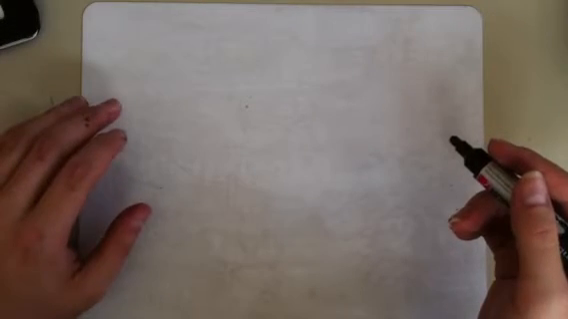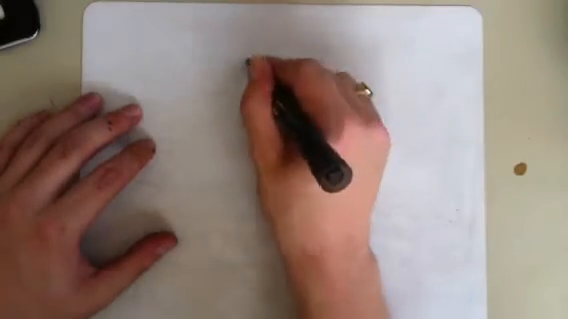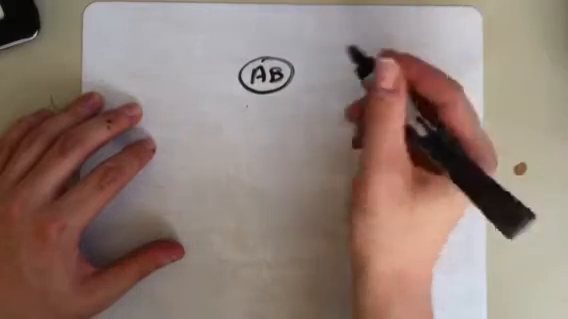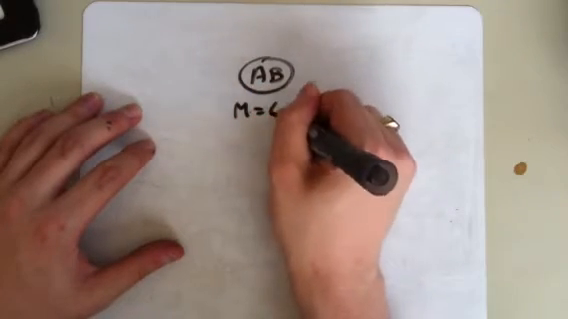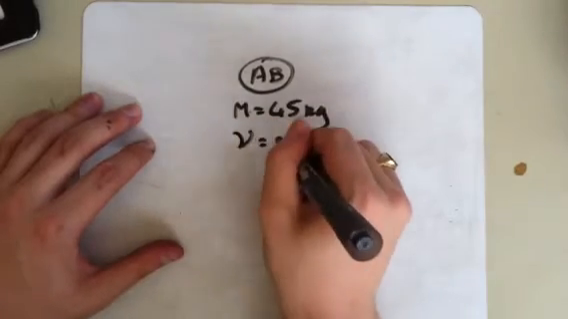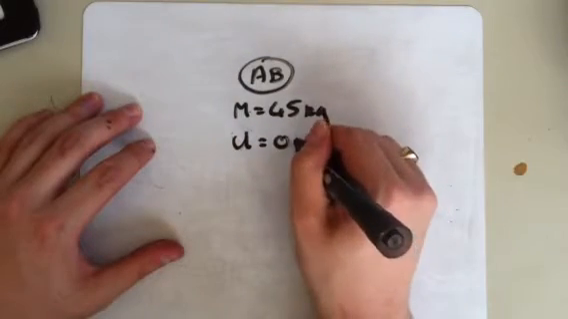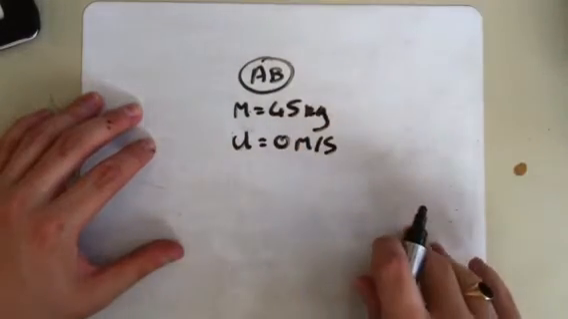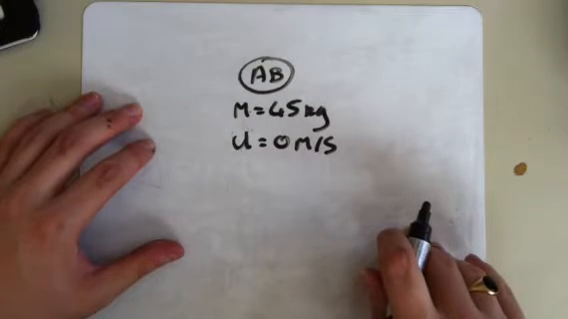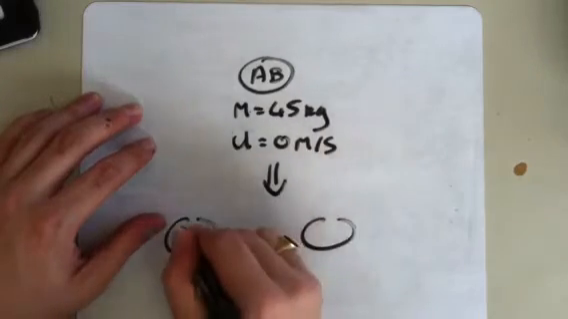So, question 2, as you can see in the comments, is that object AB, so again, if we draw a diagram, AB, has a mass of 45 kilograms and no initial velocity. Almost forgot, we represent initial velocity with a U. It then explodes. Two masses it splits into are objects A and B.